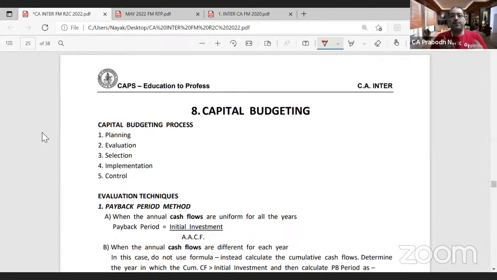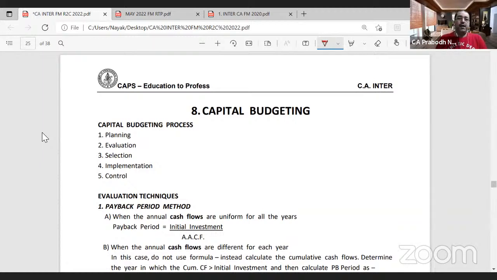So what are the steps? What is the process? Steps involved. The first step involved is planning: what you are going to purchase, why you are going to purchase. If you are making an investment in a project, what is the project? By investing in the project, how much benefit are you going to get?